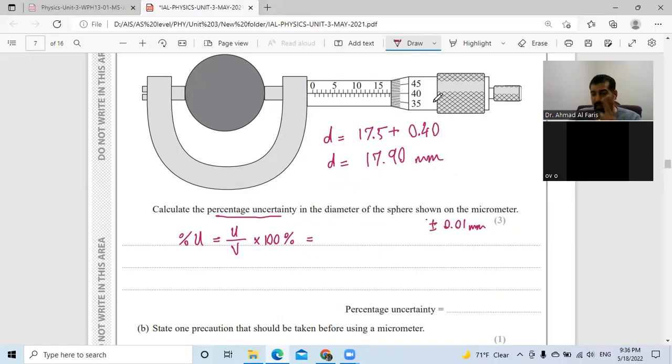So I will not write plus minus 0.01. I will say it's because I have only one reading from one side. So plus minus 0.01 divided by 2. This is the resolution, so it will be 0.005. This is the uncertainty, divided by the diameter, which is 17.9, multiplied by 100%, and by using the calculator, it will be how much? 0.28%. Good. Is it clear?